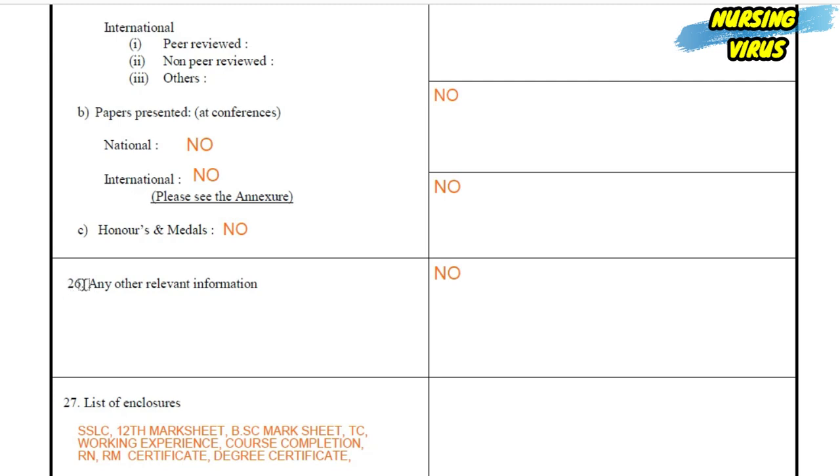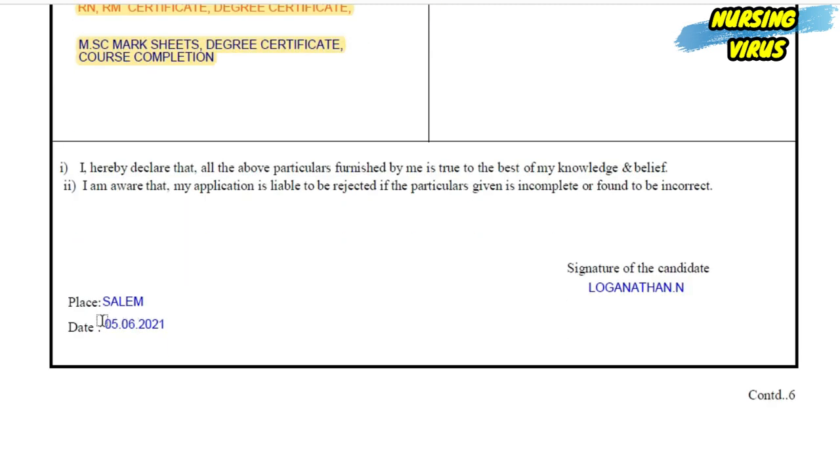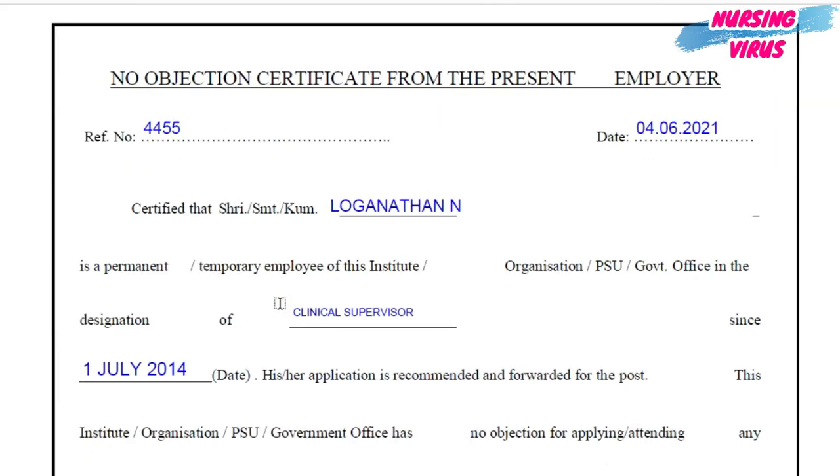The next one, any other relevant information if you want to give specifically, you can write. I'm not going to give any special information, so I kept no. In the list of enclosures, whatever documents you are going to enclose, all those details you can write down here. And finally you can write the place name, date and signature of the candidate. So the next one, they asked for a no objection certificate, for those who are working in the government sector.